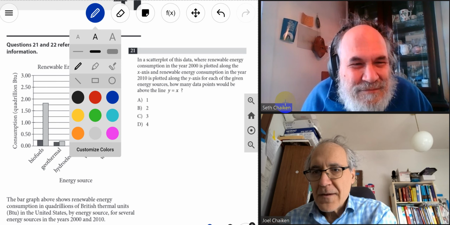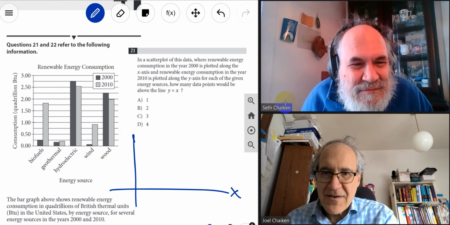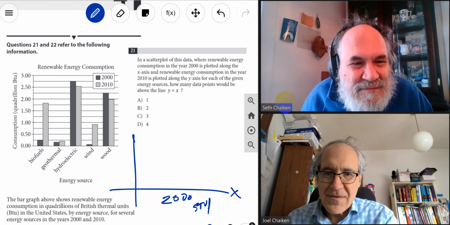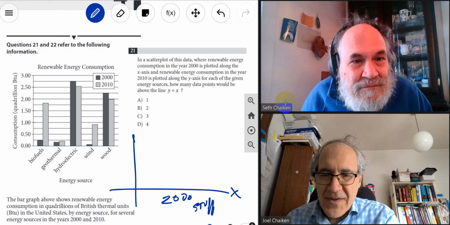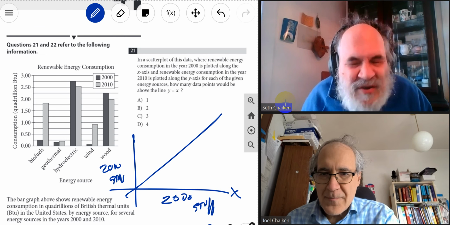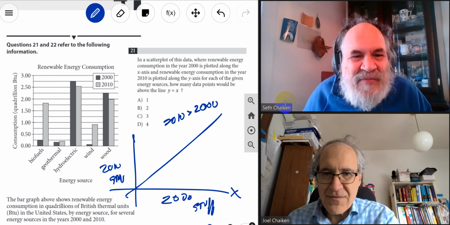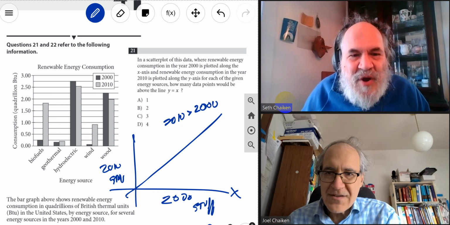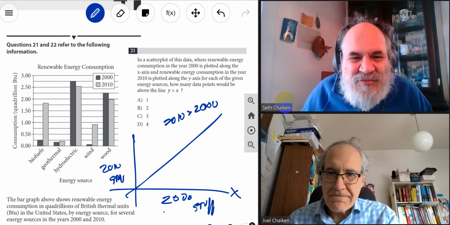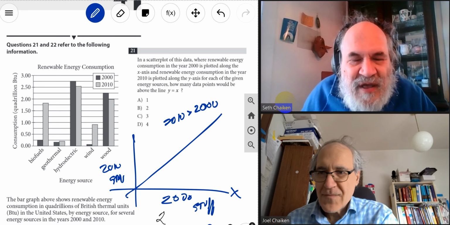Wow. Okay. Wait, x. You gotta be careful. This is the 2000 stuff. Y is the 2010 stuff. This means that x equals y. But 2010 has to be greater than 2000, right? I'm going to write out in black what is important.